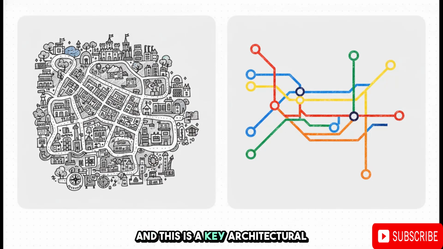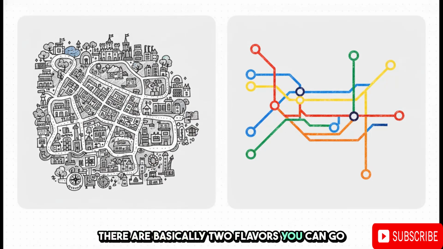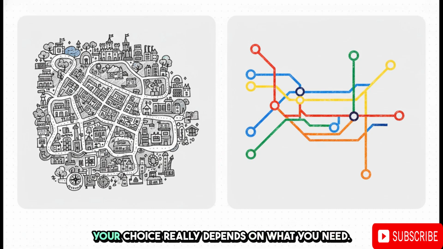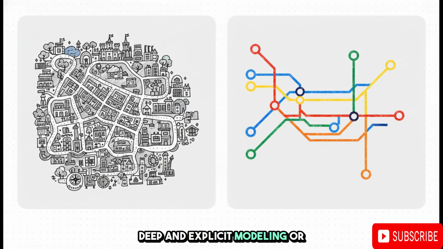And this is a key architectural choice you'll have to make. There are basically two flavors. You can go with a knowledge-based approach, where you're building a formal, structured knowledge graph. Think of it like drawing a super detailed city map from scratch. Or you can use an index-based approach. Here, the graph is more like a hyper-efficient subway map that just helps you navigate the raw text chunks faster. Your choice really depends on what you need: deep, explicit modeling or fast, scalable navigation.